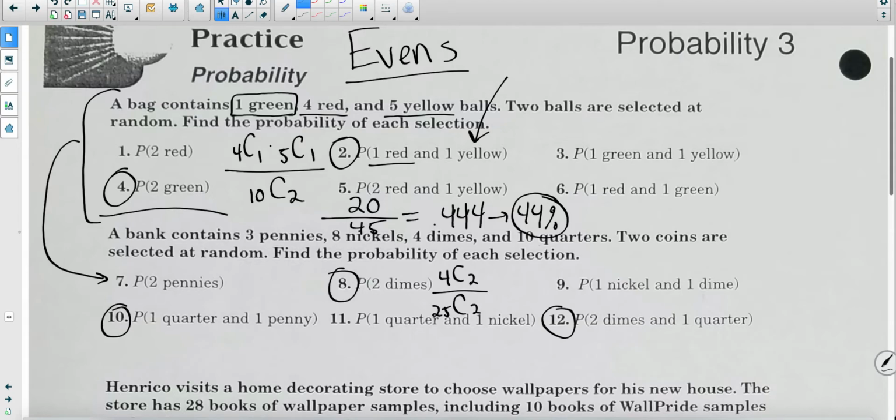So 4 choose 2 gets me a 6 in the numerator. 25 choose 2 gets me to a 300 in the denominator. So 6 out of 300 is 1/50th. Okay? Or if we just put that in our calculator, you get 0.02, which is a 2% chance to get that. Okay? That should be enough for you to finish those first 2 sections.